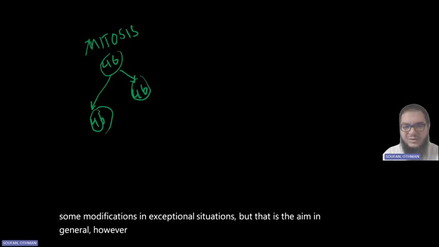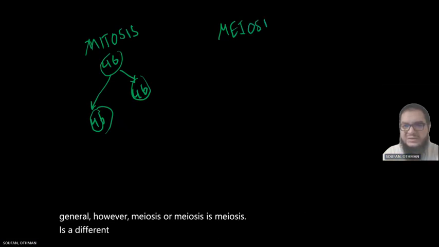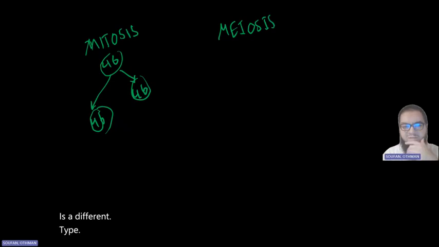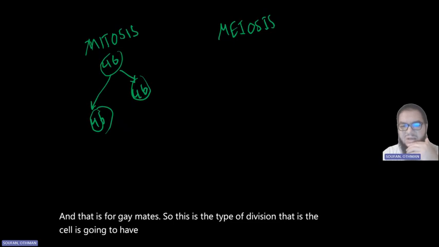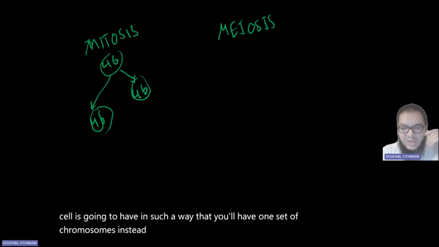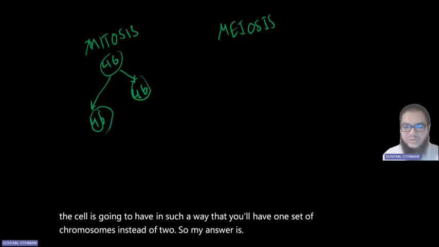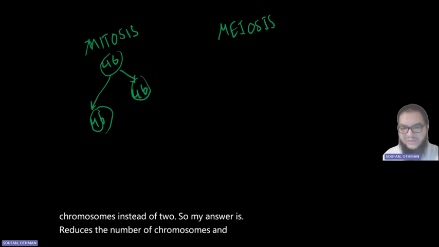However, meiosis is a different type of cell division, and that is for gametes. So this is the type of division in which the cell is going to have one set of chromosomes instead of 2. So meiosis reduces the number of chromosomes in a parent cell by half to produce 4 daughter cells.